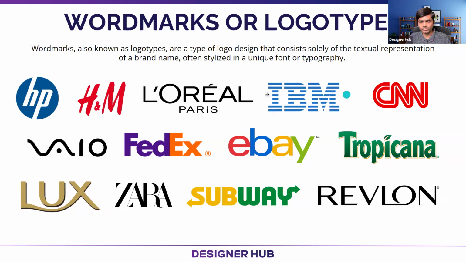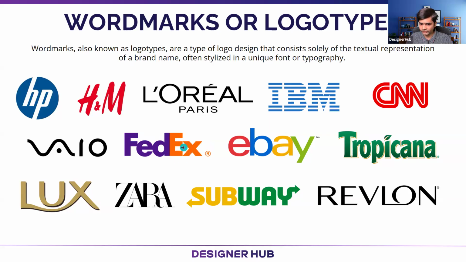Like if you see the IBM logo, it's the same font written, but with all the cut lines over there, and that becomes the IBM logo. CNN, in-line font joined together and it becomes CNN. And Vio, nothing but a font which is modified. FedEx also, if you see the hidden meaning, there's an arrow that goes moving forward because it's a delivery company. So it always has this invisible arrow in the negative space.